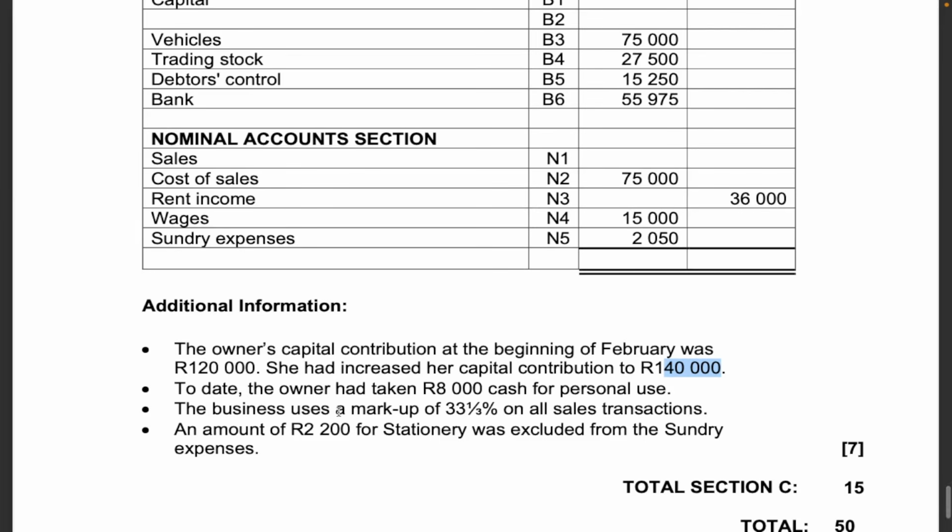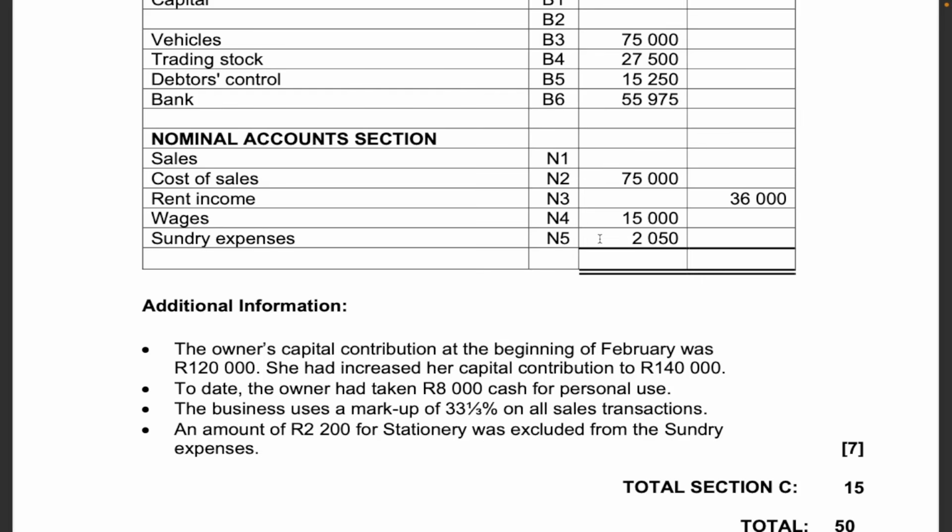The business uses a markup of 33.33% on all sales transactions. Okay, if it uses the markup of 33.33%, what is the sales? Because you can see here we are given the cost of sales, 75,000 rand, but we're not given the sales amount. And so for us to figure out the sales amount, we have to work it out using the markup percentage. Remember, the cost of sales shows us how much it cost us to buy what we've just sold. And so if we add 33.33%, it should give us our sales.